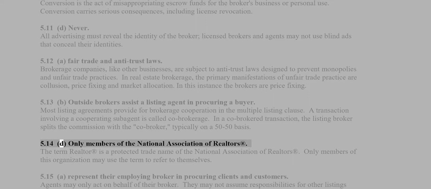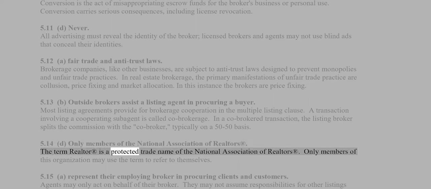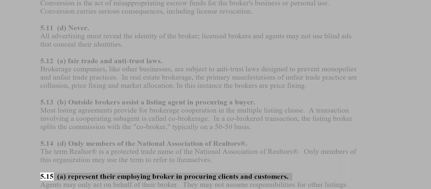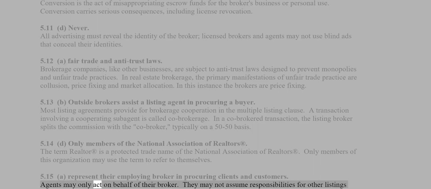5.14 d. Only members of the National Association of Realtors registered. The term Realtor registered is a protected trade name of the National Association of Realtors registered. Only members of this organization may use the term to refer to themselves. 5.15 a. Represent their employing broker in procuring clients and customers. Agents may only act on behalf of their broker. They may not assume responsibilities for other listings since listings are not transferable.